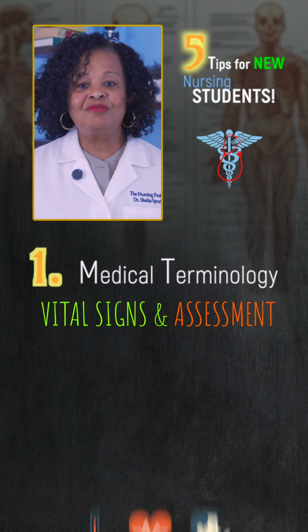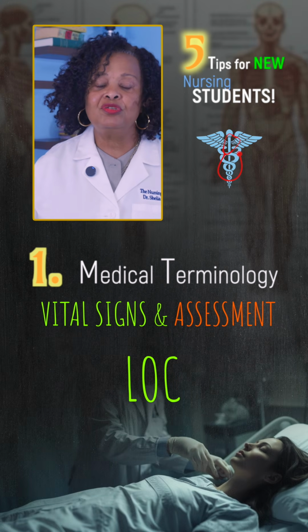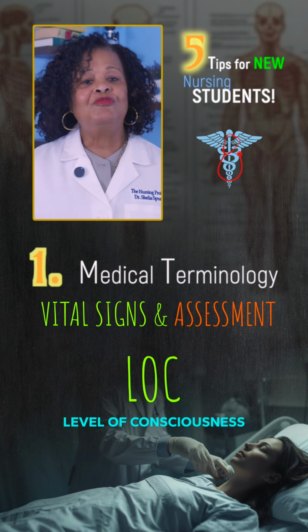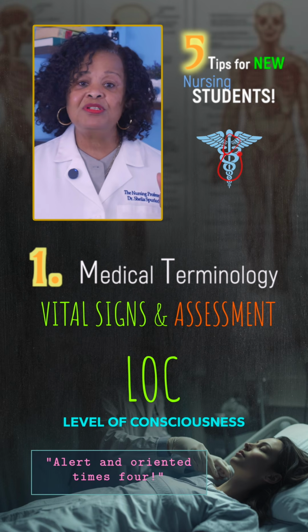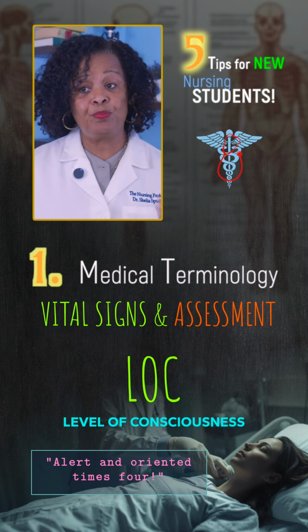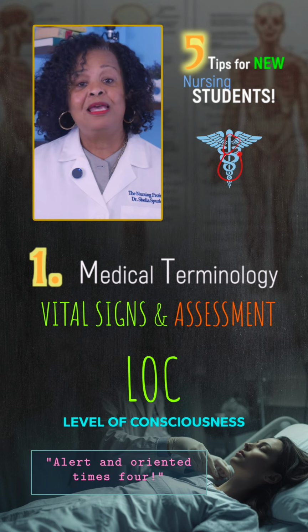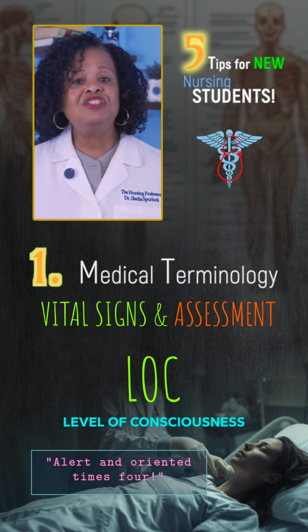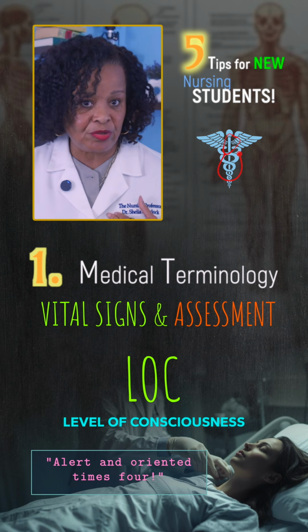All right, so next for medical terminology, we're going to look at level of consciousness. So what the heck does that mean? Frequently, you'll hear the term alert and oriented times 4. That means that person is alert and oriented to person, meaning they know who they are, where they are, place, what time it is, have some idea if it's day or night, and the situation at hand. Like they can say to you, I'm in the hospital because my throat hurts.